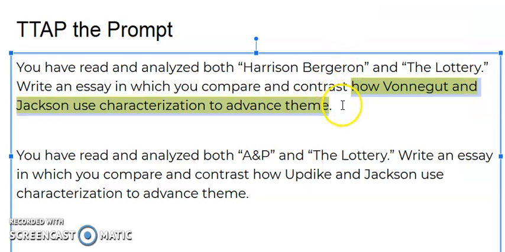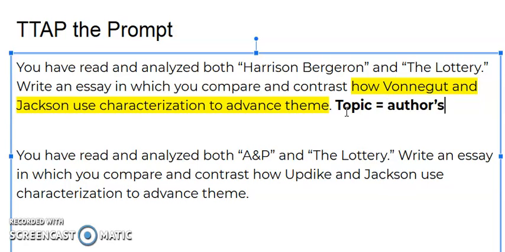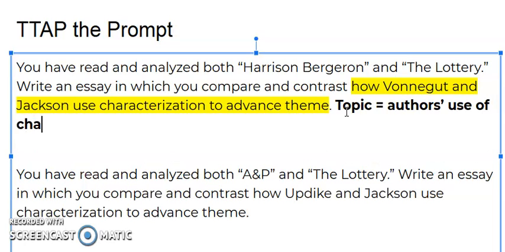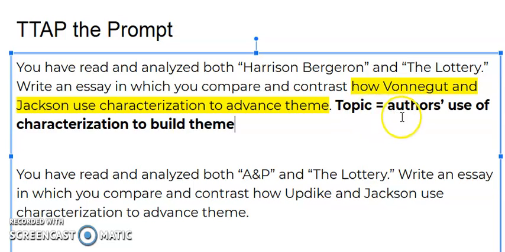I'm going to make myself a note that my topic equals the author's use of characterization to build a theme. Rewording your prompt can really help you understand what you're going to write about.